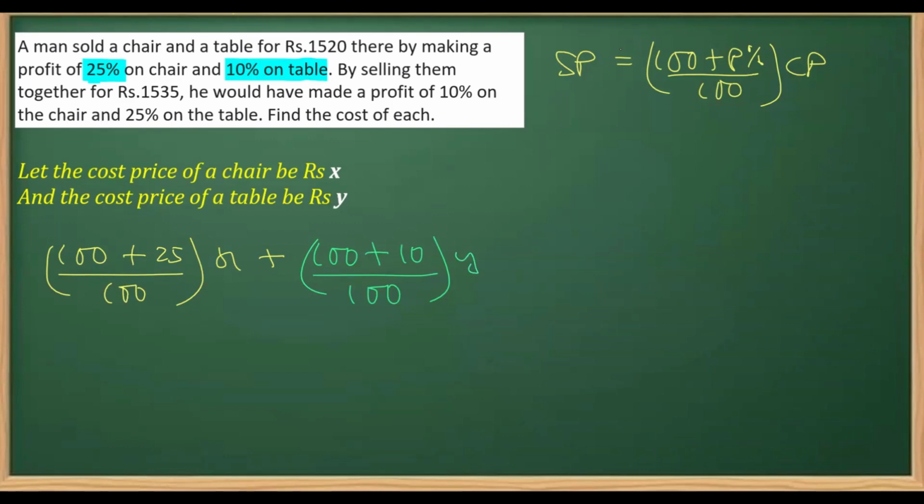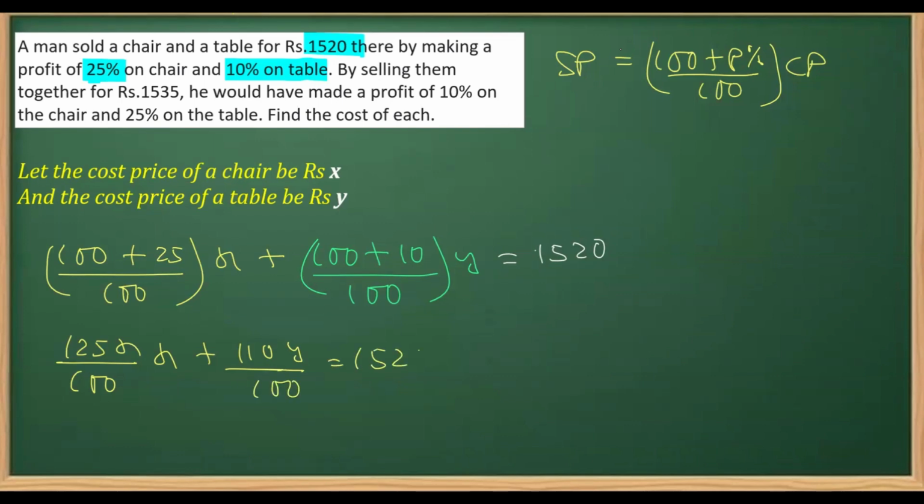And that should be equal to the total selling price, as per the question, 1520. This is what I got. Now, on simplifying this, we can obtain one equation. Let's say I write this as 125x over 100, on adding these two, plus 110y over 100 is equal to 1520.